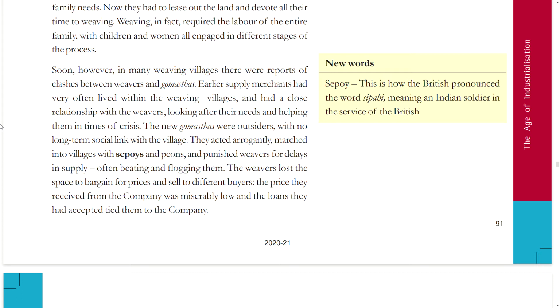The weavers lost the space to bargain for prices and sell to different buyers. The price they received from the company was miserably low and the loans they had accepted tied them to the company. New words. Sepoy. This is how the British pronounced the word Sipahi, meaning an Indian soldier in the service of the British.